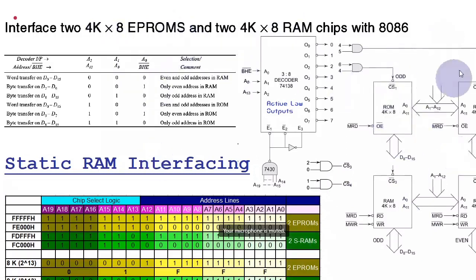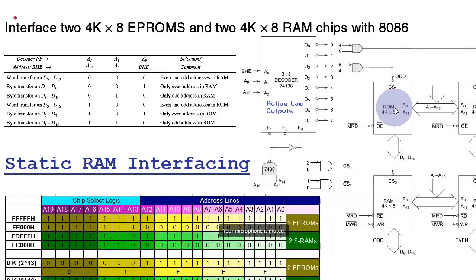Let us place these 4 chips in this manner. Forget everything written on this slide. You have placed a ROM of 4K cross 8 size here, another ROM of 4K cross 8 size here, and similarly you have kept 2 RAM chips. And you intend to make this RAM as even RAM and this ROM as even and odd ROM, right? And you know which select signals are to be connected to that.